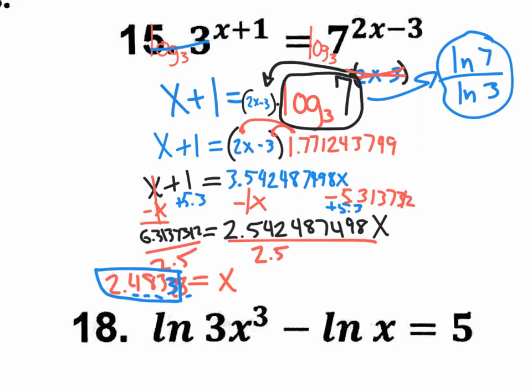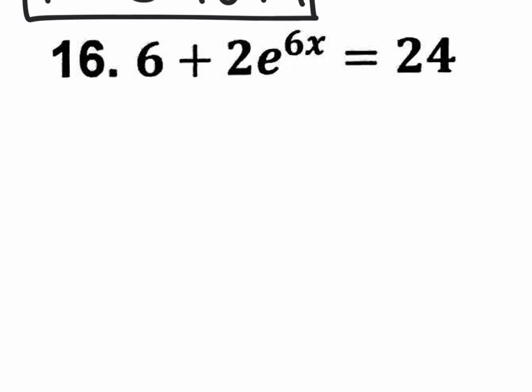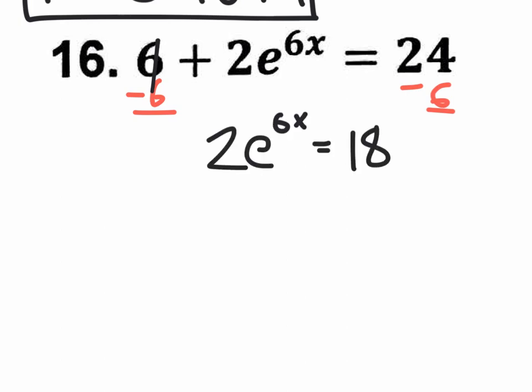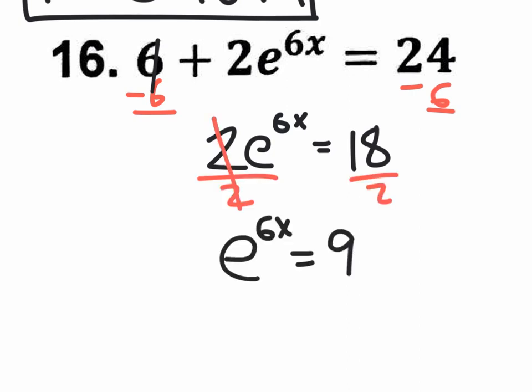Let's take a look at number 16. Super quickly, I need to get x by itself on one side. I could easily get rid of the 6. That'll give me the new equation, 2e to the 6x power equals 18. I need to get rid of everything except the x. I need to get rid of that 2. I'm going to divide both sides by 2. And I'll have the new equation, e to the 6x equals 9.